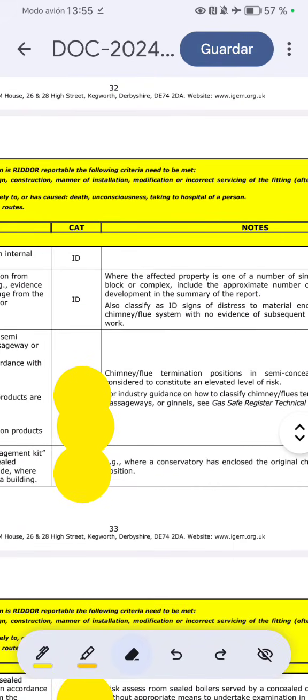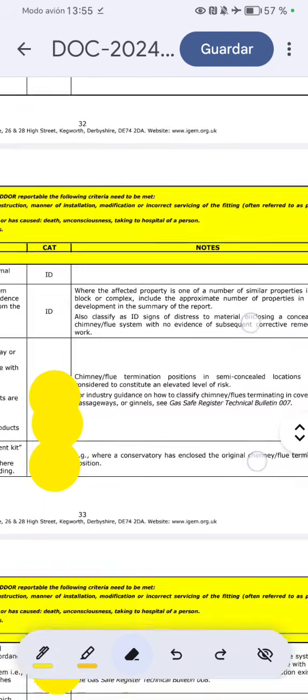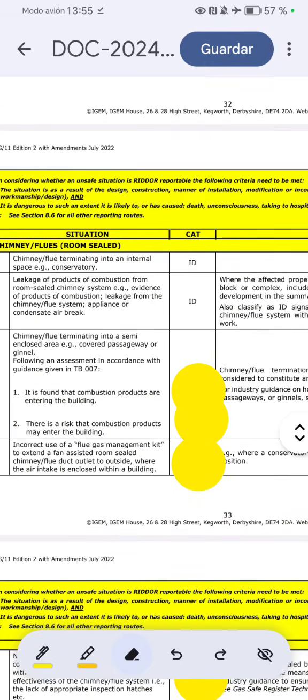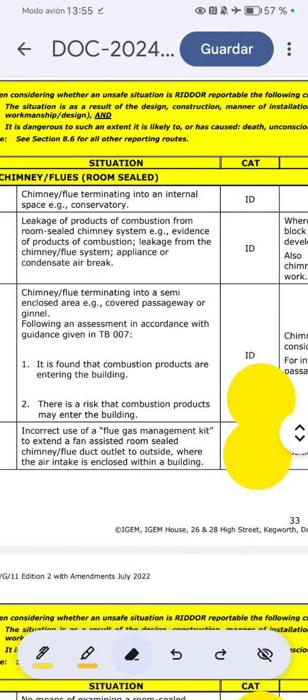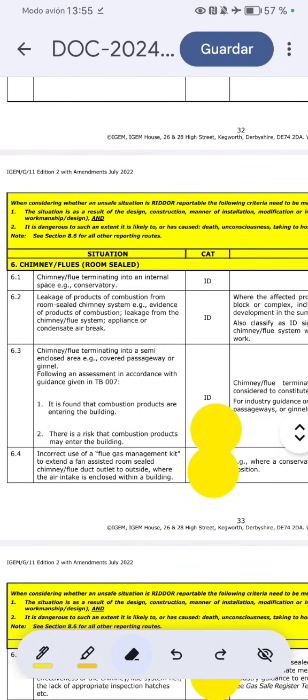I'm going to get a clue here of risk. Chimney flue into a semi-enclosed area. Enclosed, man, that's ideal. Okay, yeah, next one. There is a risk found that combustion products are entering it. There is a risk. I'm going to say at risk because there's a risk.